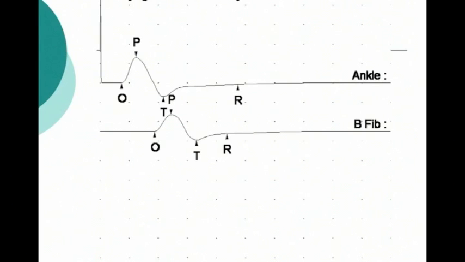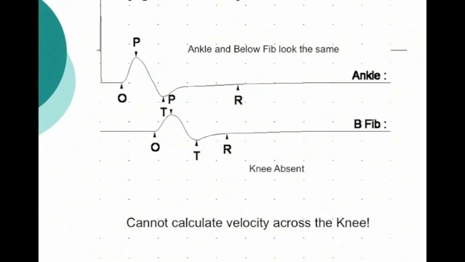Now notice, on the other hand, that the responses look similar. The cursor positioning is good. And notice that the response below the fibular head is a bit smaller. In fact, I would have used a bit more current. So again, they look the same. But the knee is absent, not stimulated, not studied rather than absent. And obviously, because of that, we cannot calculate the velocity across the knee in this case.